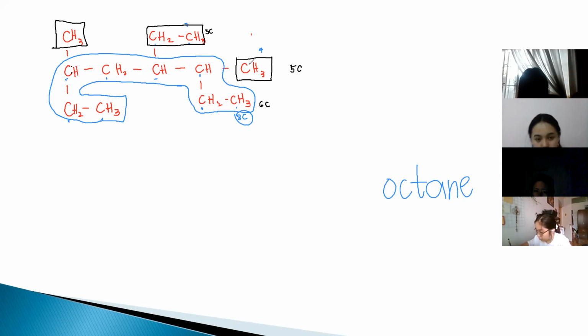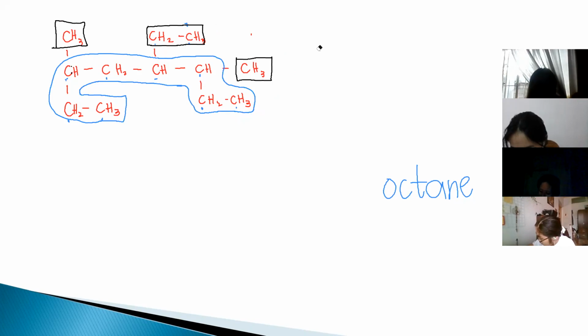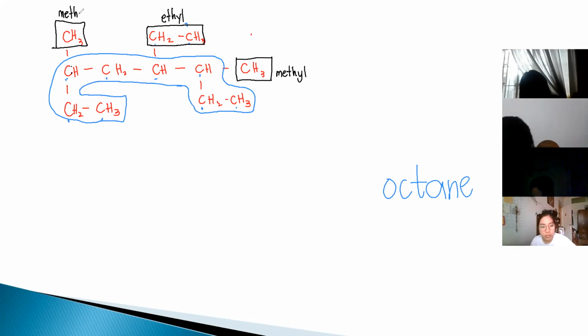Sige. So let us name them. That will be the next step, right? Let me erase this things first. What's the next step? I'll be naming them. Okay. Sige. This one is a methyl here. And then 2 carbons, so I'll be naming this as ethyl. And then another 1 carbon here. So I have here the methyl.